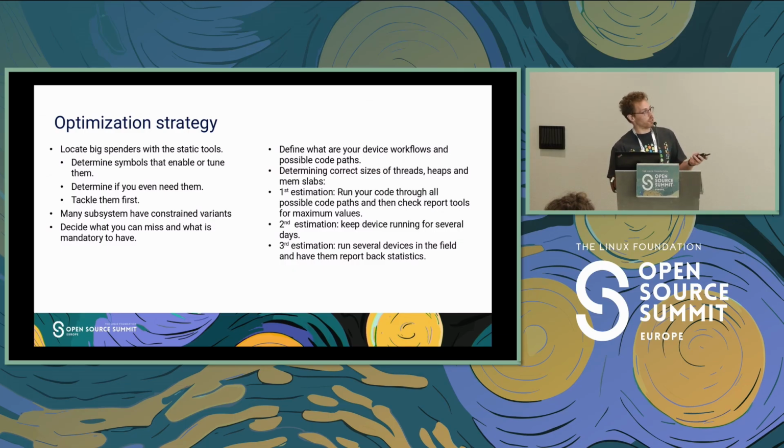So the first-order estimation would be to test against all possible, or let's say the most critical, code paths, and check the reports for the maximum values. The second estimation would be to keep the device running for several days. You're going to find a lot more things than in 10 minutes or half an hour at the bench. Third estimation: you have several devices in the field. You make sure that you are recording those statistics, sending them back to the cloud, and actually visualizing them.